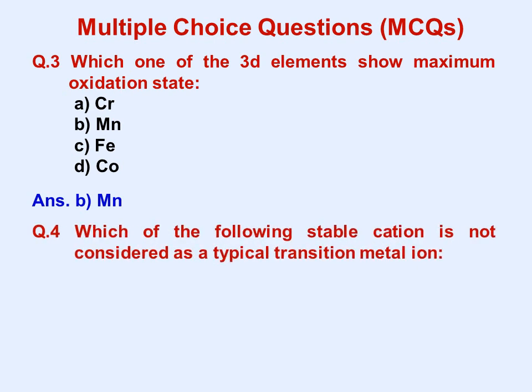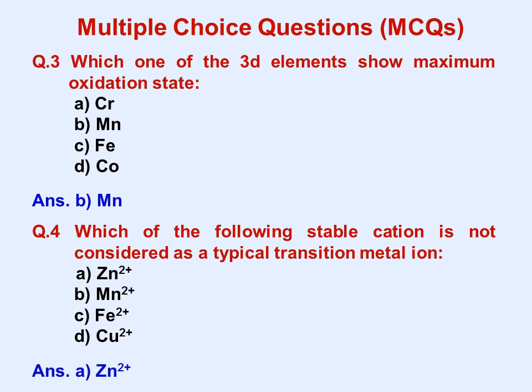Next question is question number 4. Which of the following stable cations is not considered a typical transition metal ion? Options are dipositive cations of zinc, manganese, iron or copper. So the answer will be zinc 2+. Why? Because it contains a completely filled d10 configuration, and as per the definition of pure transition elements, it should contain a partly filled d subshell. So the answer of this question will be zinc 2+.